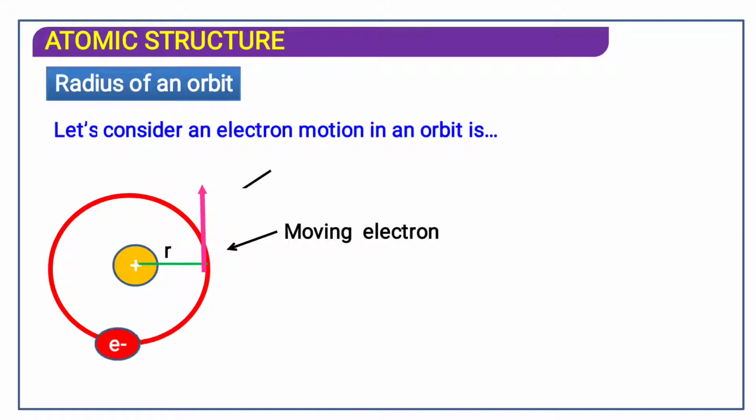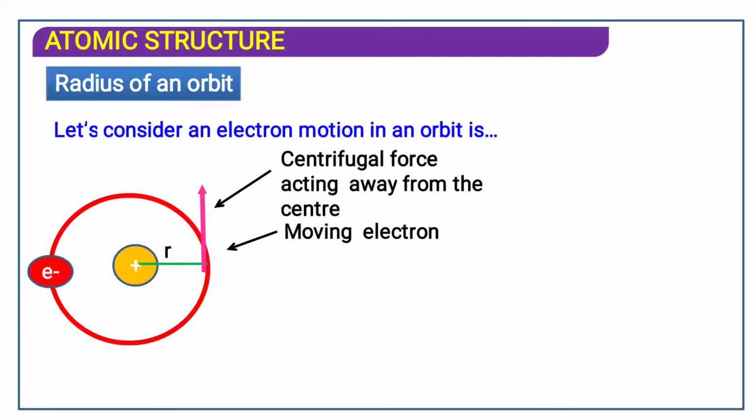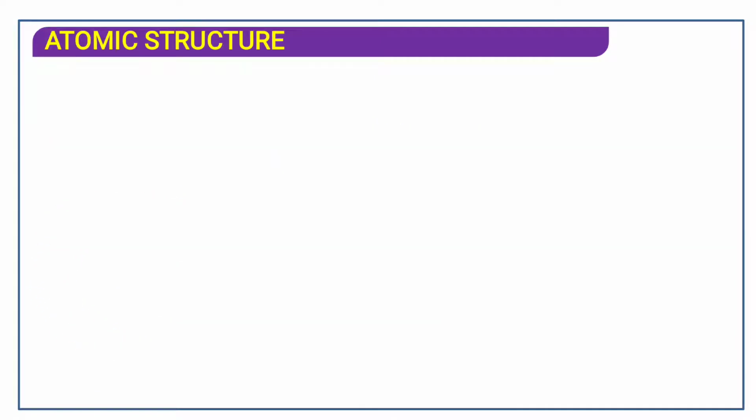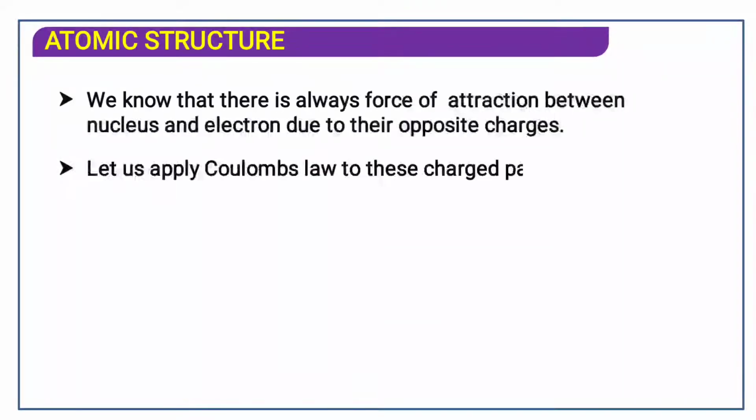Now this pink line is the centripetal force acting away from the center, and the purple line, which is the centrifugal force, is toward the center. This you have studied in 10th standard, centrifugal force and centripetal force. We know that there is always a force of attraction between the nucleus and the electron due to their opposite charges. Now let us apply Coulomb's law for these charged particles.